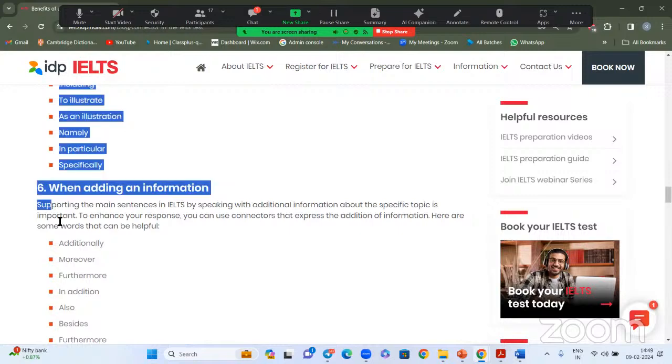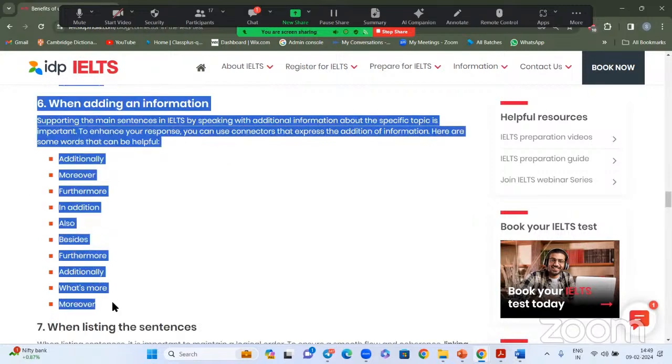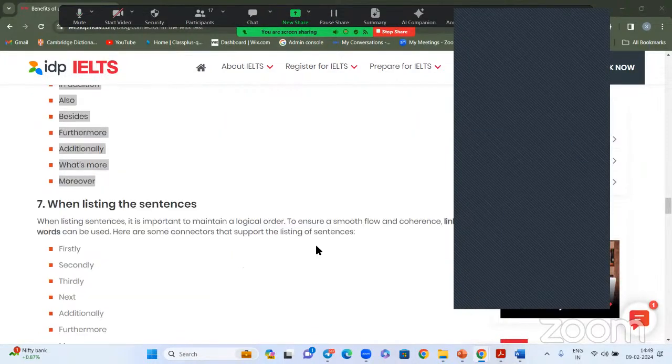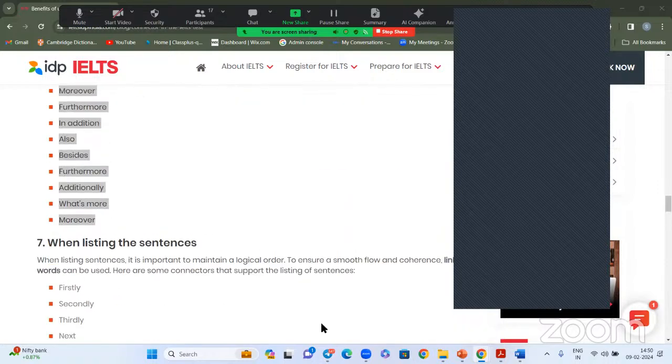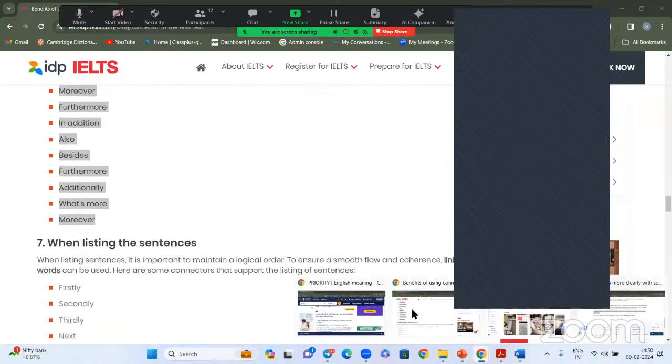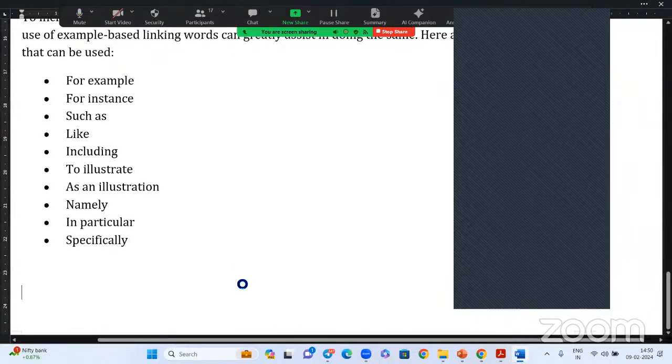Next, the sixth one, when adding information, in addition. So this is a problematic area. Be a little careful because all these are not going to help you. Some will be penalized. OET doesn't accept some types of words, so avoid those words.